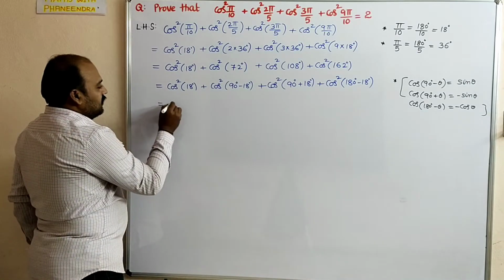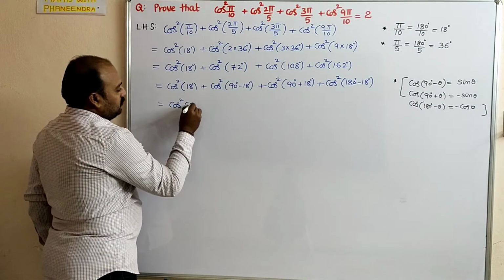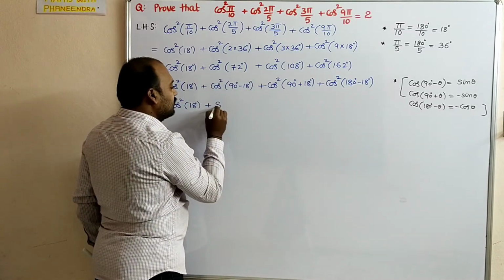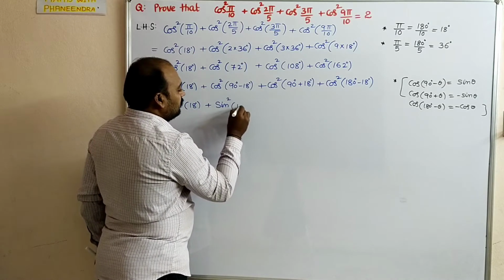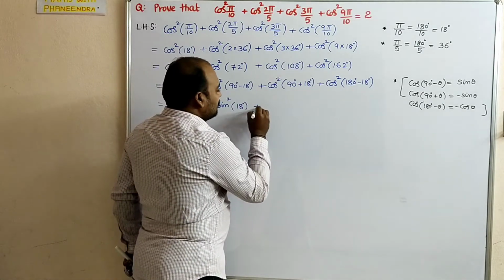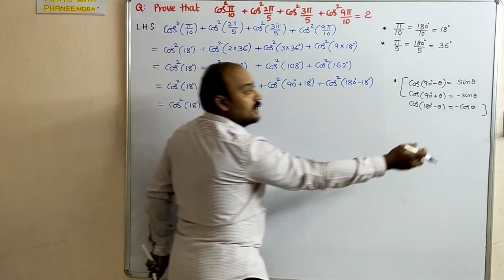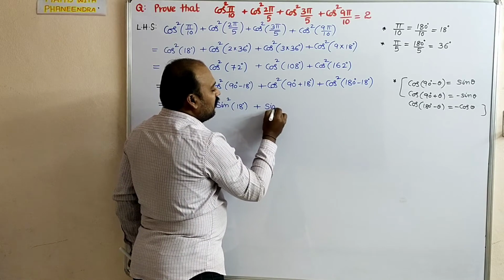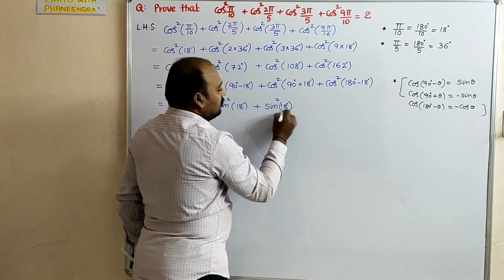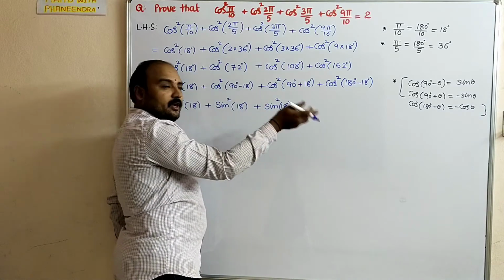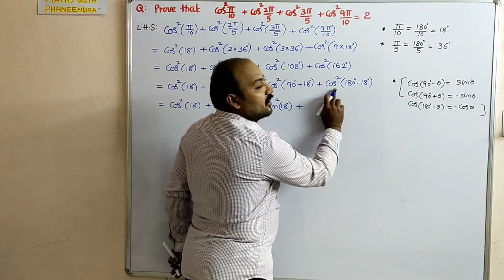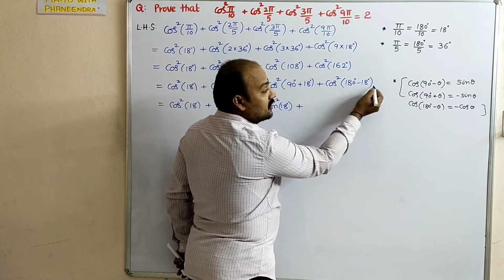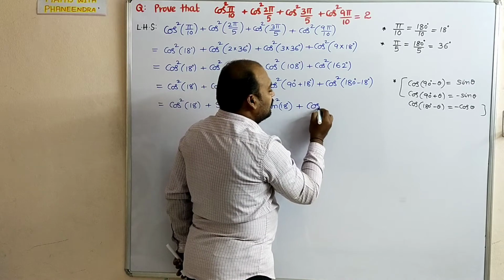Cos square 18 plus cos of 90 minus theta is sin theta, whole square. So sin square 18 plus cos of 90 plus theta is minus sin theta, whole square. So we can write directly sin square of 18. Why? Because minus sin 18 whole square will become plus. Even here, cos of 180 minus theta is minus cos theta, whole square. So minus cos 18 whole square is cos square 18.